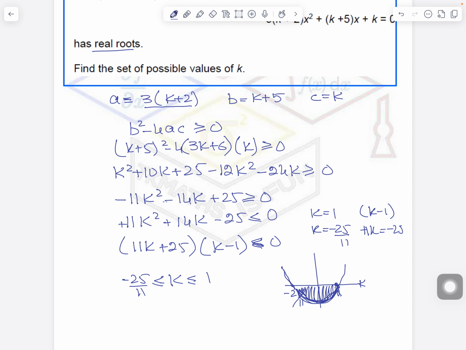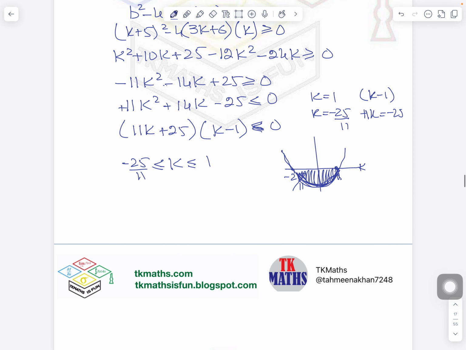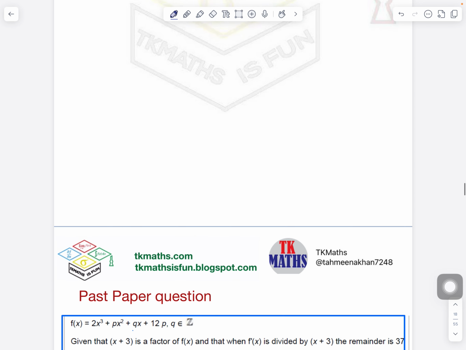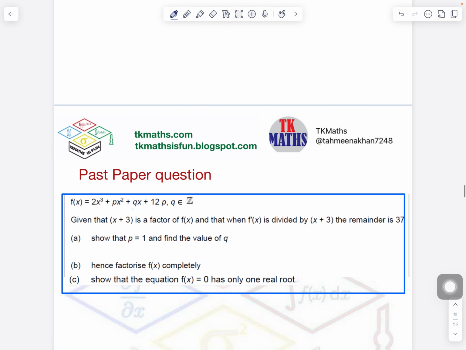I hope you understood. In case of any confusion, you can write in the comments and I will explain it to you. Now this question I have not solved, but I just put it here to explain to you that the discriminant question doesn't always come separately. Sometimes it is merged with other topics. This time it is merged with the remainder and factor theorem, then completely factorizing it. And after that it says show that it has one root.